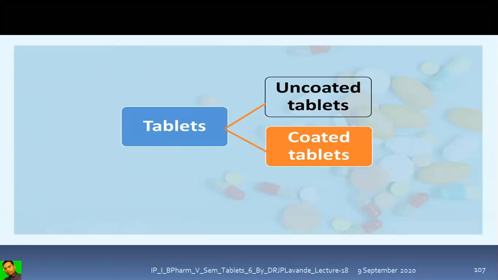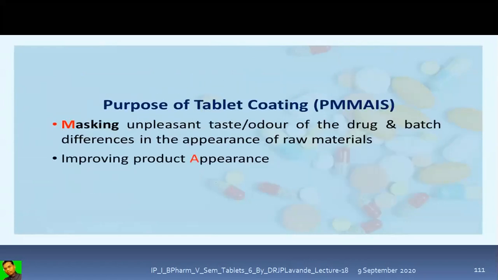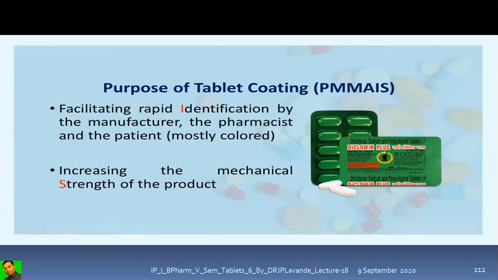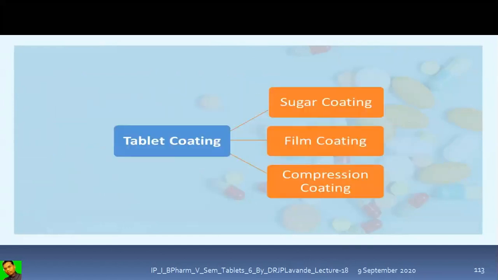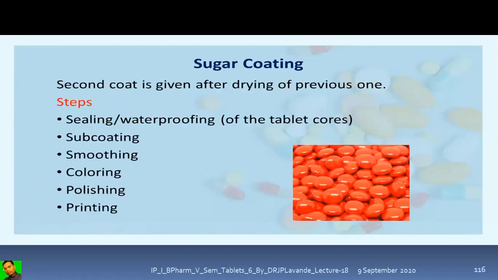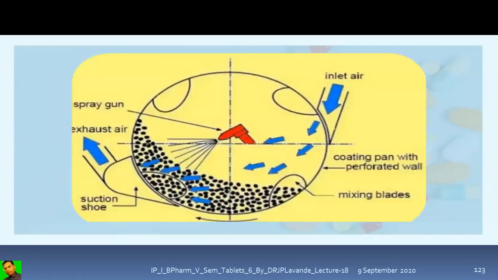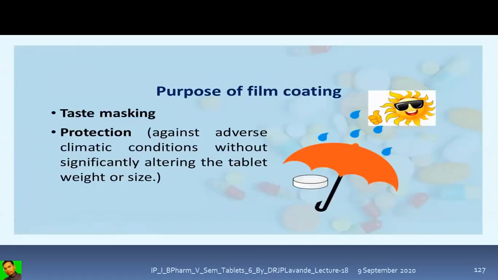Tablets are of two different types: uncoated tablet and coated tablet. The coating offers different advantages, like the protection, the modification, the masking, the appearance, and then identification and the strength. Then we saw the different coatings: sugar coating, film coating, and the compression coating. Sugar coating passes through 5 different stages: sealing, subcoating, smoothing, coloring, polishing, and the printing. And every coating has its particular purpose for which it is going to be done, right?